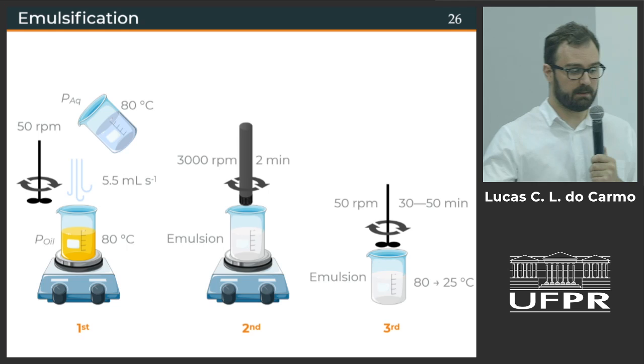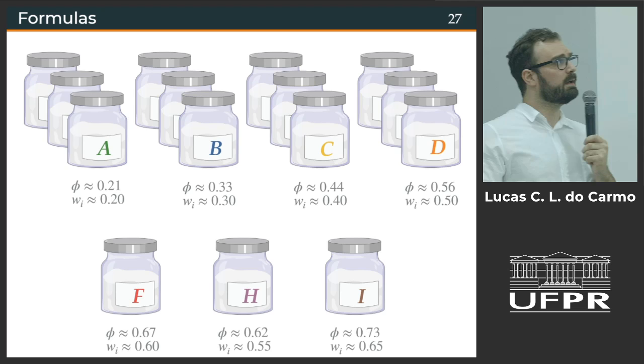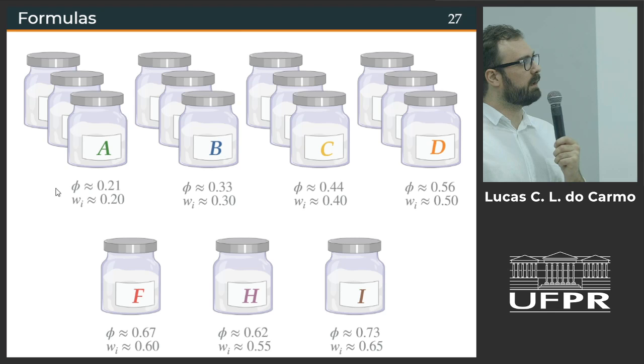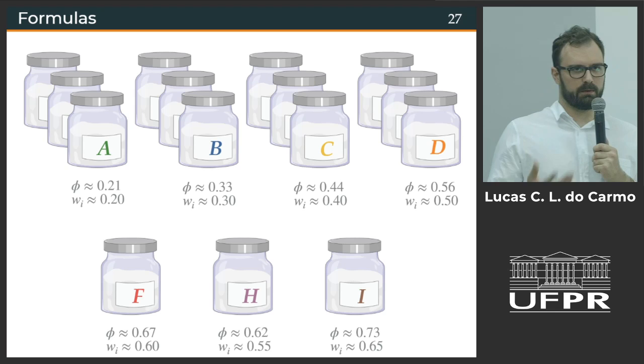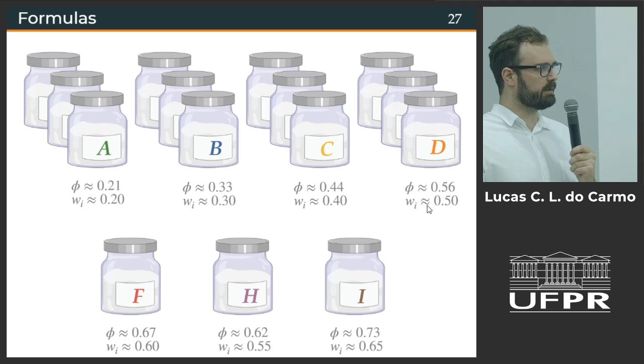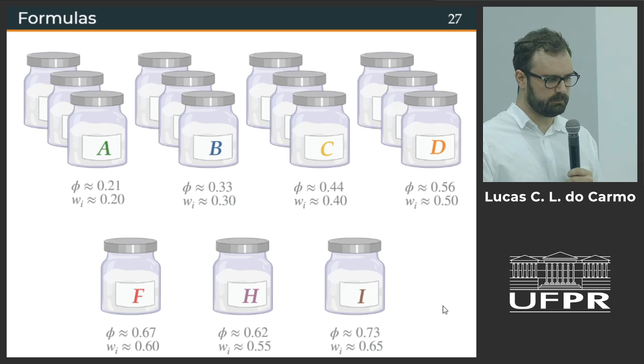So seven formulas were produced. For A, B, C, and D, we produced three batches. These numbers here are the oil fraction, the mass fraction of the mineral oil that was added to the formulation. As we increased the oil concentration, we hoped to find more unstable formulas.